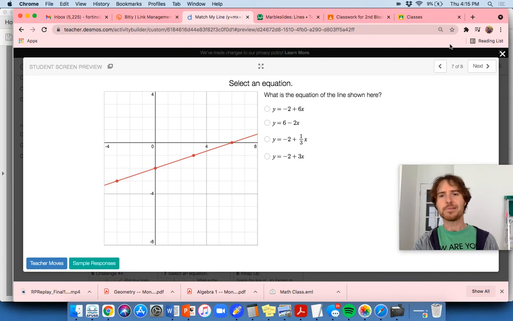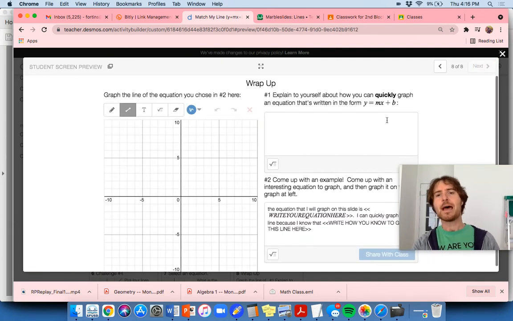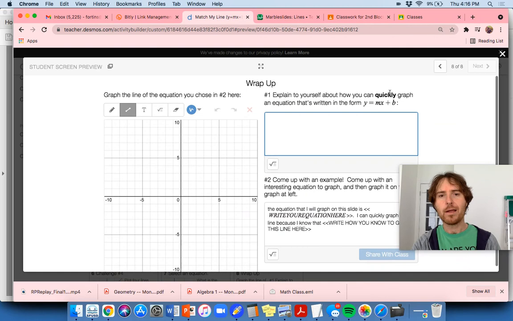A little bit more practice here, multiple choice. And then you got to wrap up here. Explain to yourself how you can quickly graph an equation that's written in the form y equals mx plus b. You guys should be able to know that, right? I tell you y equals negative 3x plus 5. You know exactly where to go on the graph. You know exactly how to draw that line, okay?